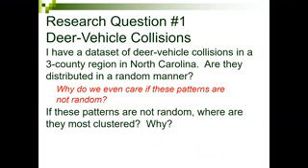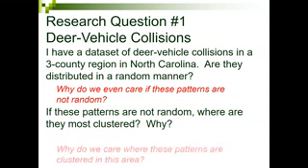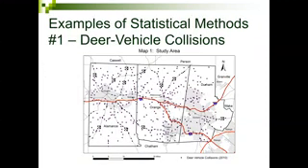This is one of my first PhD students. He came to me from North Carolina State. And so what we looked at was deer vehicle collisions. He was into deer vehicle collisions. He was an ecology student over there. And so why do we care about patterns that aren't random? If they're not random, where are they most clustered?